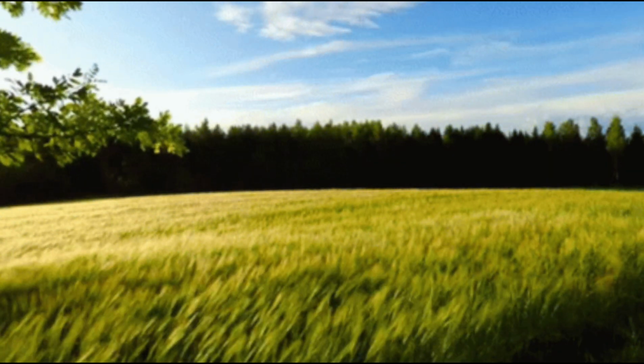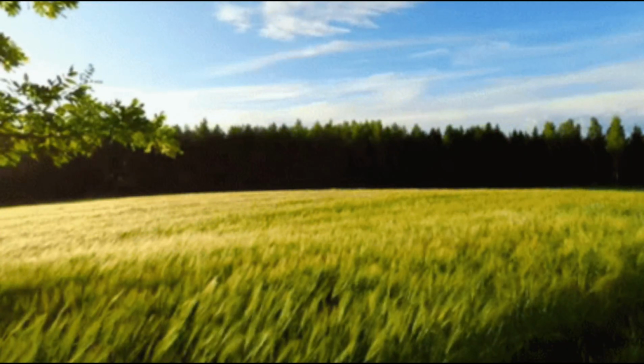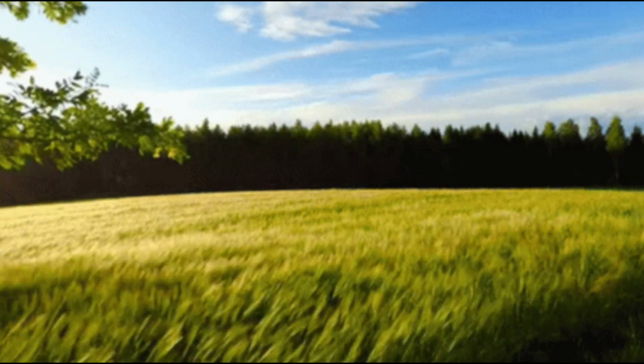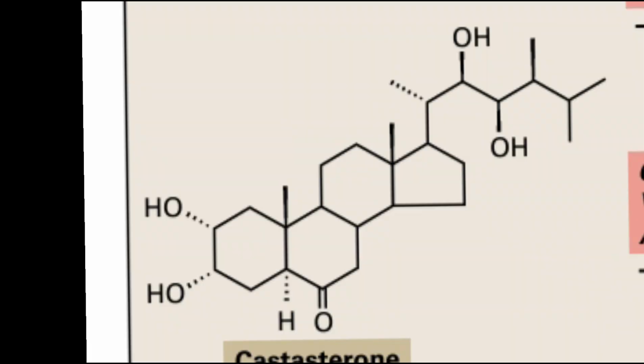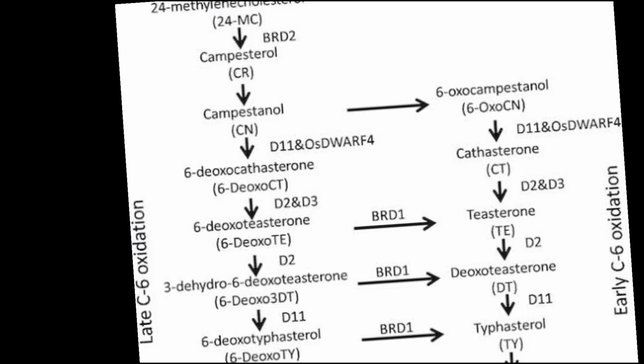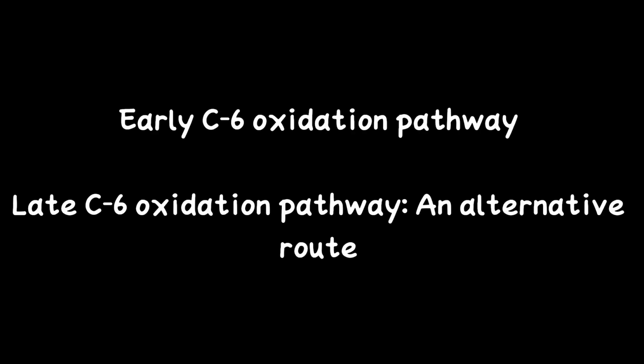If we see the applications of this brassinosteroid, it is used in agriculture and biotechnology. In agriculture, they are used to enhance crop yield and improve resistance to pests and diseases. In biotechnology, research focuses on manipulating the BR pathway to engineer stress resistance and higher yield of crops. If we see the biosynthesis of brassinosteroid, they are synthesized through a complex pathway in plants derived from sterol precursors like campesterol. This process involves multiple enzymatic steps and pathways including the early C6 oxidation pathway, the major route of brassinosteroid biosynthesis, and the late C6 oxidation pathway, an alternative route for brassinosteroid production.